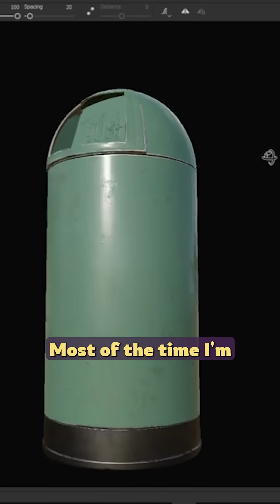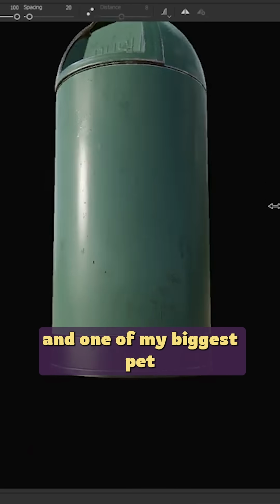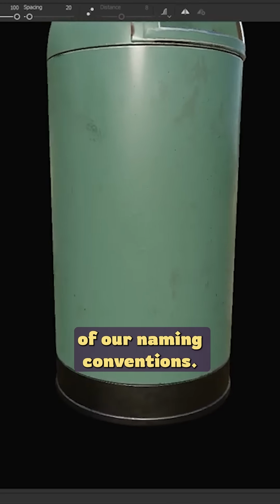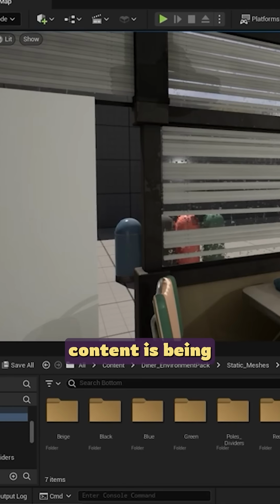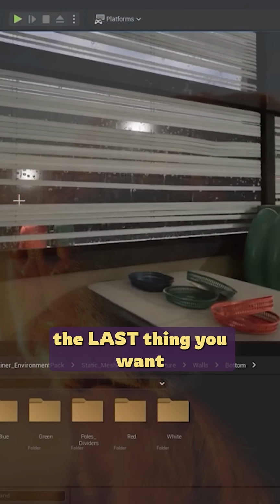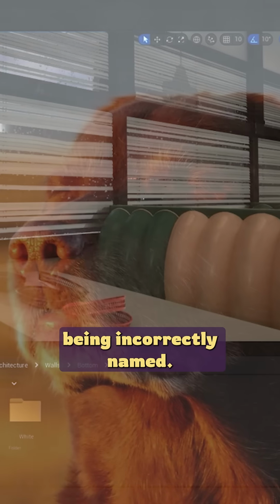Hear me out. Most of the time, I'm working as a producer on a team, and one of my biggest pet peeves is when a team member goes outside of our naming conventions. When you are someone who has to ensure content is being implemented on time, the last thing you want is to not be able to locate a file due to it being incorrectly named.